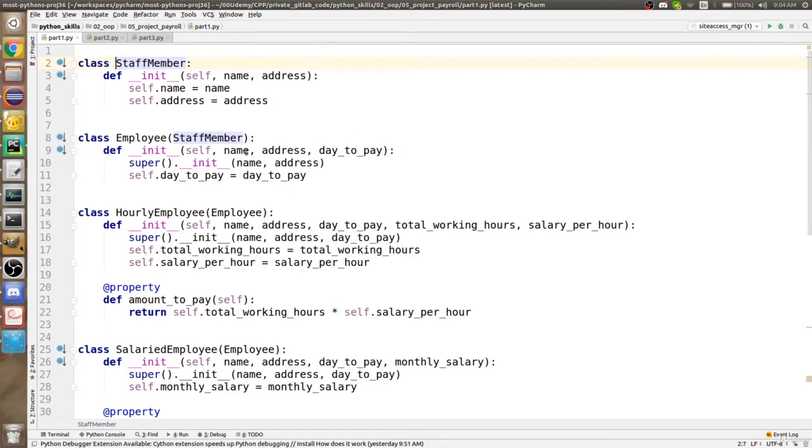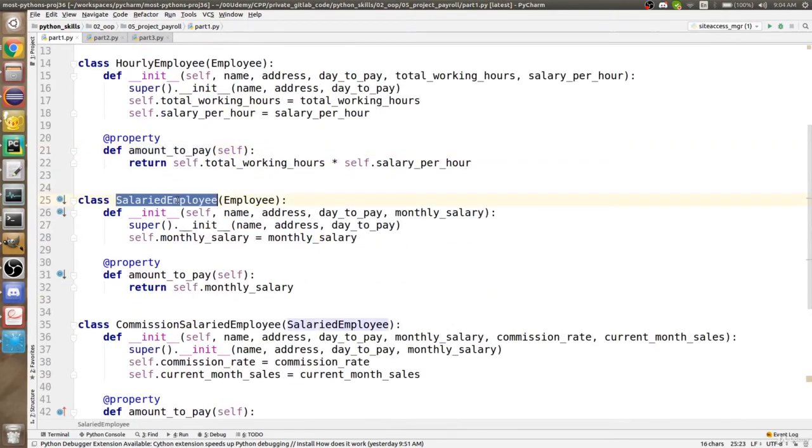We mentioned that every employee has a specific day to pay, so we added it here. We also mentioned that the hourly employee is mainly based on hours, so we need to know the total number of working hours and how much he is paid per hour. The amount to pay, from an hourly employee perspective, is the total number of hours times the salary per hour. This represents how much we will pay for him.